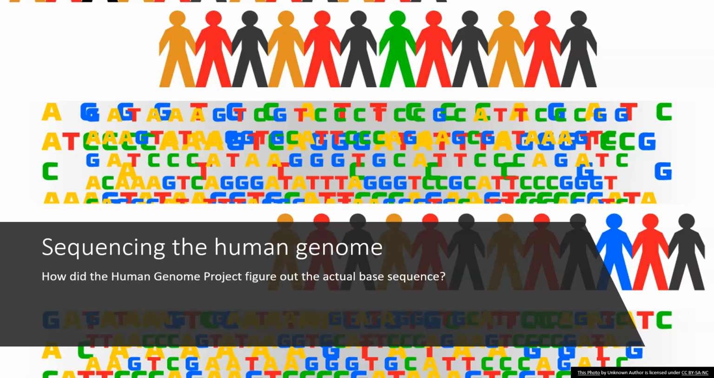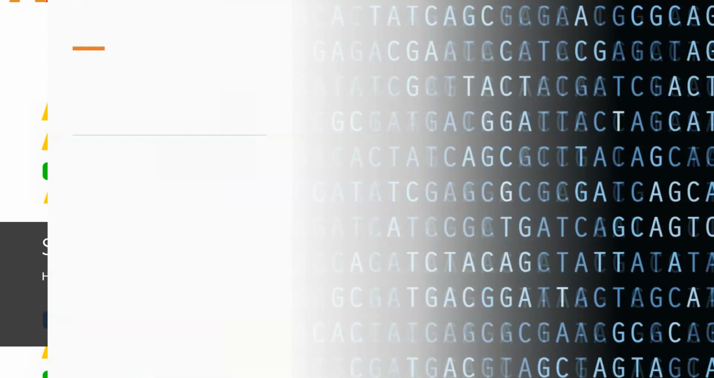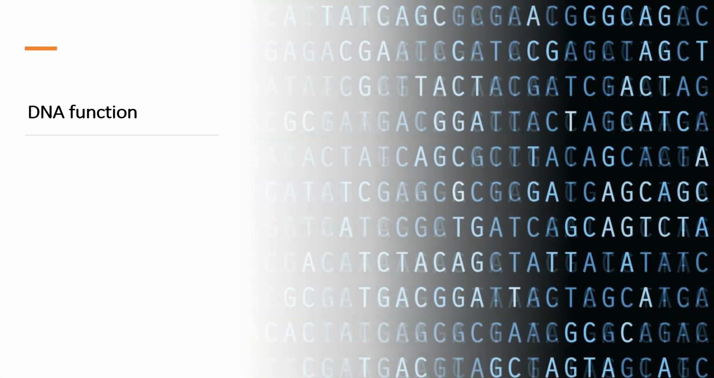Now, once that process of PCR was discovered or developed, it then allowed the human genome to be mapped. Okay, so why is all this important? Well, it's really looking at that function of DNA, and we know that DNA codes for proteins. That's what you've always been taught.